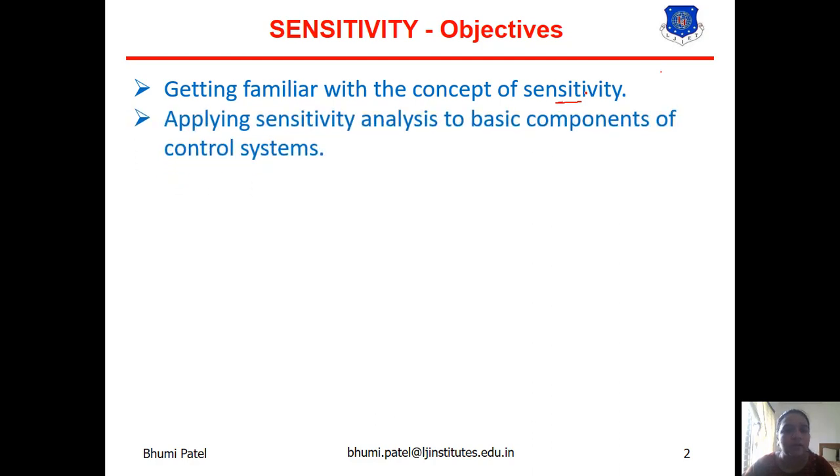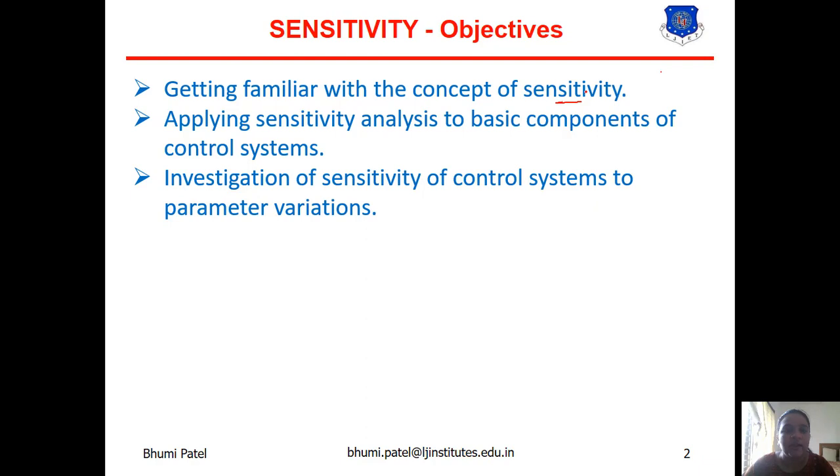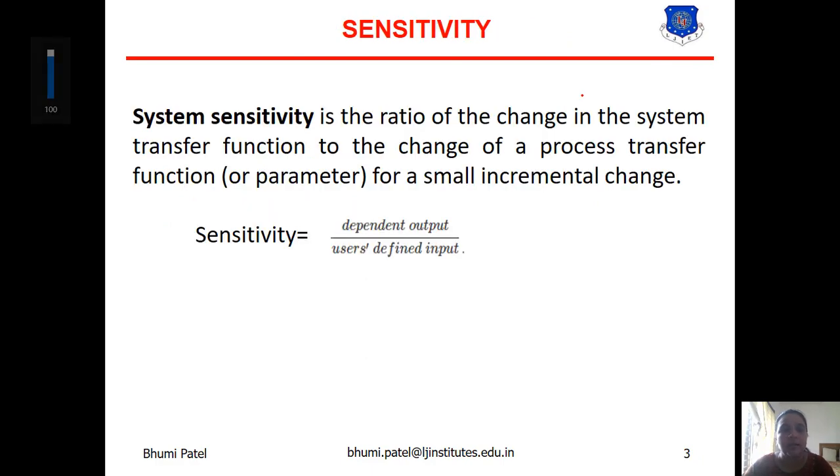The next objective is applying sensitivity analysis to basic components of the control system. The third objective is investigation of the sensitivity of control systems to parameter variations. And the next one is the definition of sensitivity.